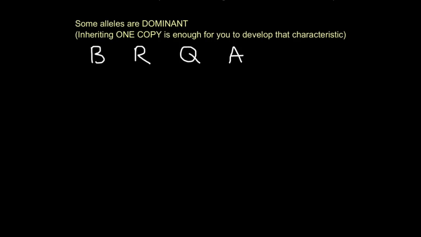We will always inherit two alleles for the same characteristic from our parents. Some alleles are referred to as dominant. This means inheriting one copy is enough for you to develop that characteristic. Dominant alleles are given a letter coding which is always capital. So big B, big R, big Q, big A. It can be any letter as long as the lowercase and the uppercase version look different. So you wouldn't use C because C looks too similar.